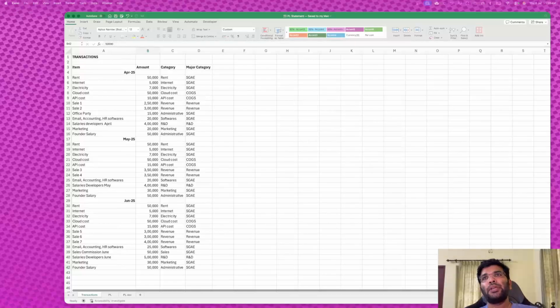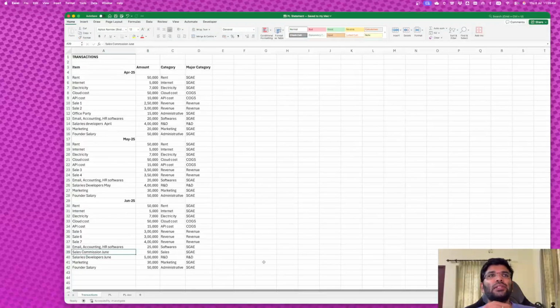The same pattern repeats for all months. Let's say this is for the financial year 25-26, the same pattern repeats for 12 months. April and May are more or less identical. In June, you would see a new entry called sales commissions. Let's say the company engages a third party to do the sales for them, or they partner with someone else and pay a commission on the sales they do. Such expenses are called sales commissions.